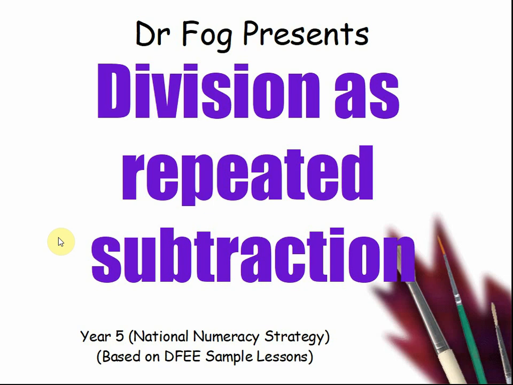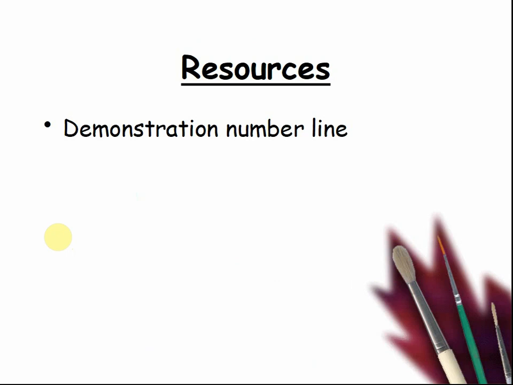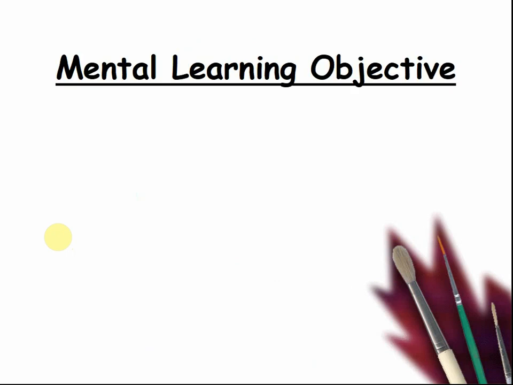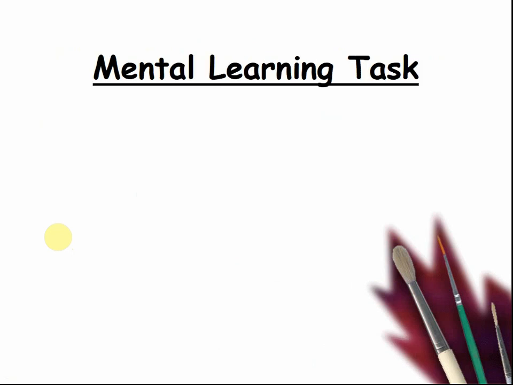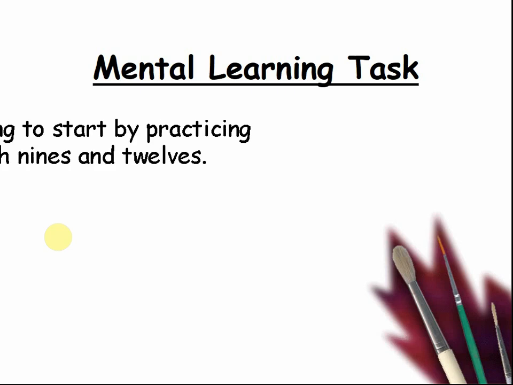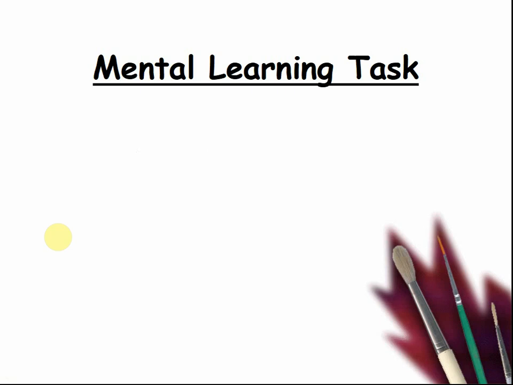Today we're going to be looking at division as repeated subtraction. Resources: demonstration number line. Mental learning objective: I can count forwards and backwards in 9s and 12s. Mental learning task. We're going to start by practicing counting with 9s and 12s.